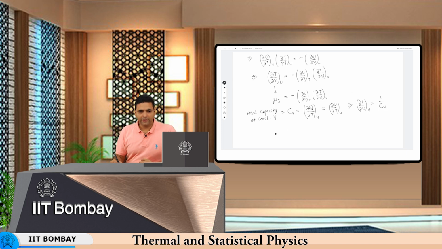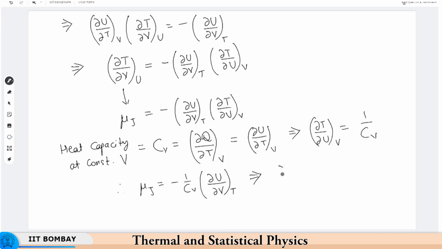So, if I substitute it back here, my mu j becomes minus 1 by CV times del U by del V at constant temperature, or I can write del U by del V at constant temperature as minus mu j times CV, and let us call this equation number 1. Okay.